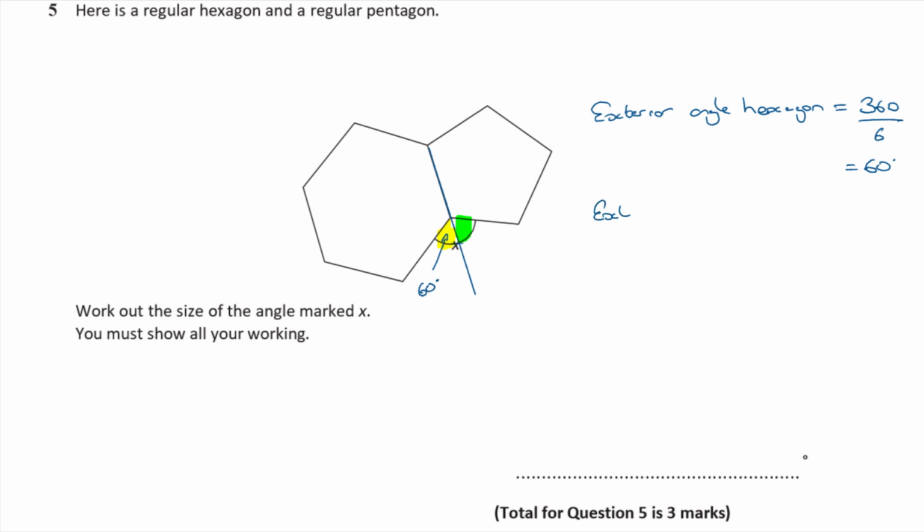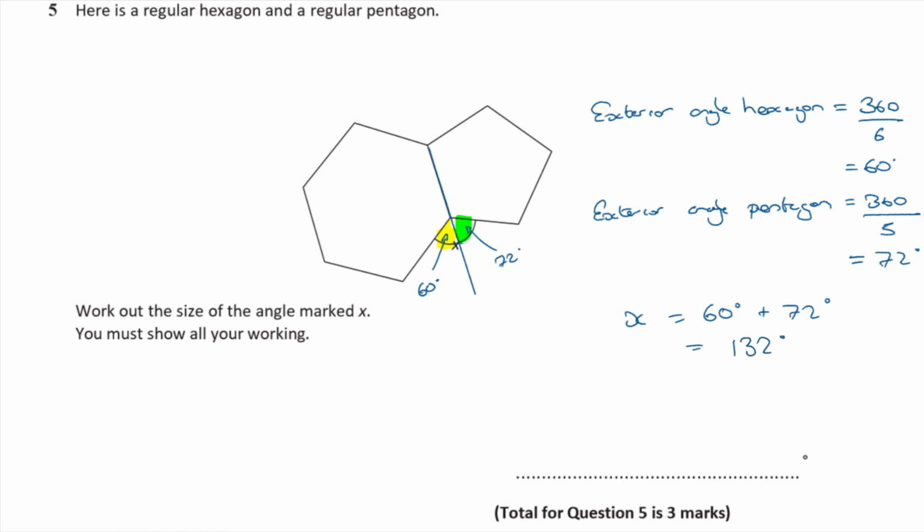And the exterior angle of the pentagon, that's just going to be 360 divided by the number of sides of the pentagon, which is 5, isn't it? So what's that? That's 72, isn't it? So that's 72 degrees. So that means that bit there is 72 degrees. And therefore, X is going to be the sum of those two angles. It's going to be those two added together. So 60 plus 72, that comes to 132 degrees. So that's my final answer, 132 degrees.